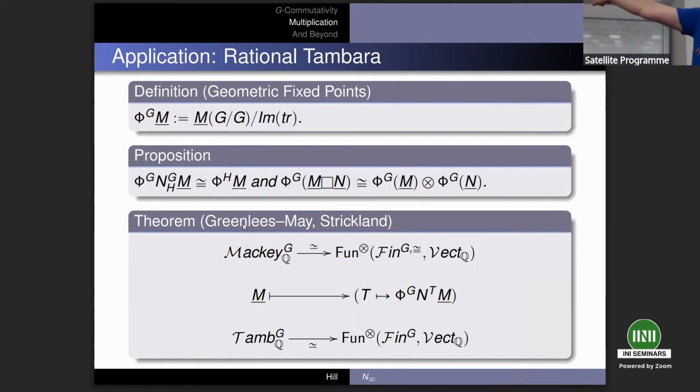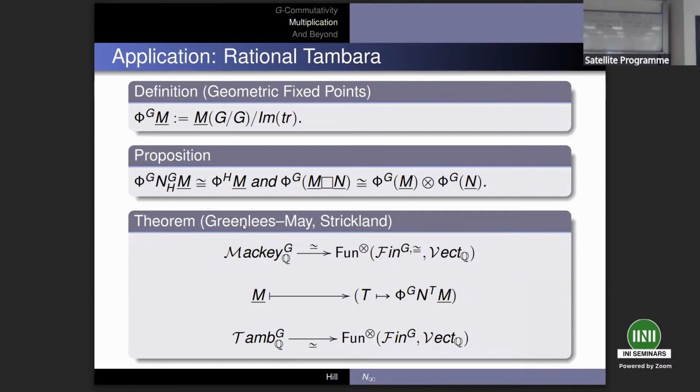So I do the same thing here, where I'm doing the geometric fixed points in Mackey functors, and this has the exact same formal properties, that if I take the geometric fixed points of the norm, that's the same thing as doing the H geometric fixed points, and the geometric fixed points is symmetric monoidal for the box product, but it took the box to the tensor of the geometric fixed points. So I'm attributing this theorem to Greenleaf-May and also to Strickland, because the Greenleaf-May part is, I'm restating that one here.